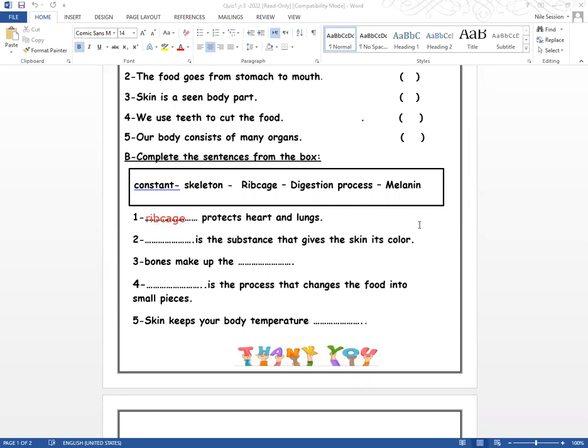Number 2, what is the substance that gives the skin its color? What is the substance that gives the skin its color? Yes, super, melanin. Melanin is the substance that gives the skin its color.